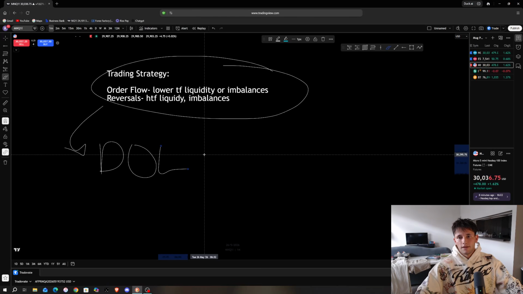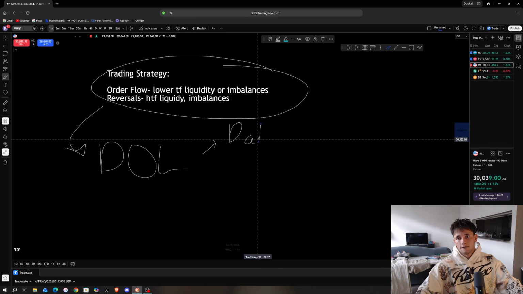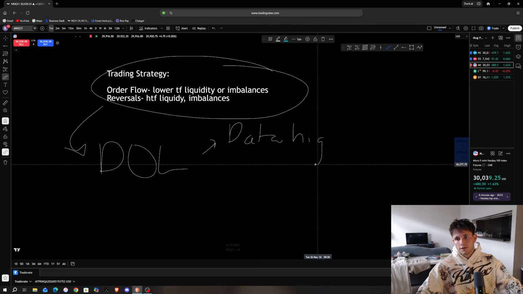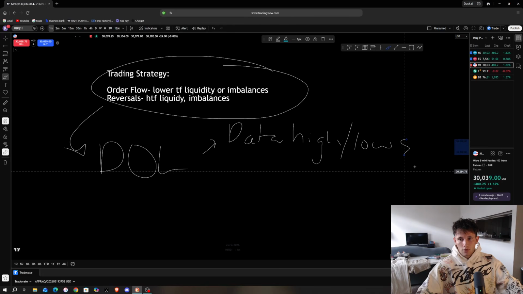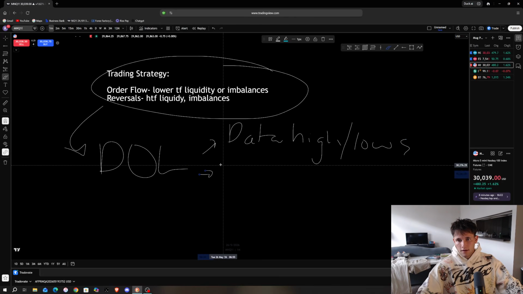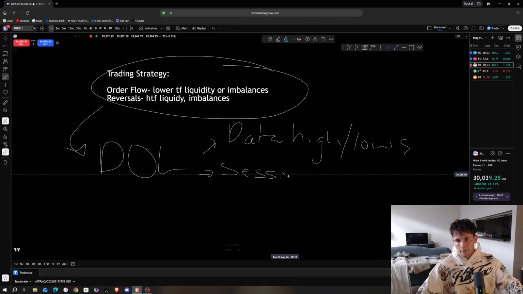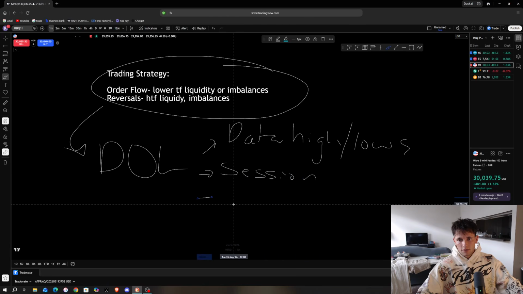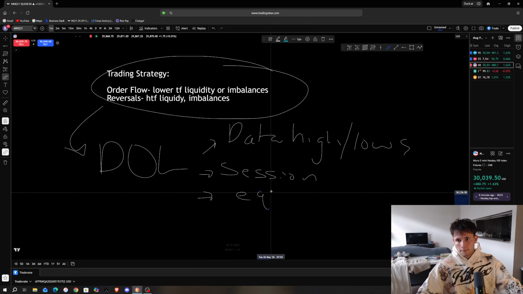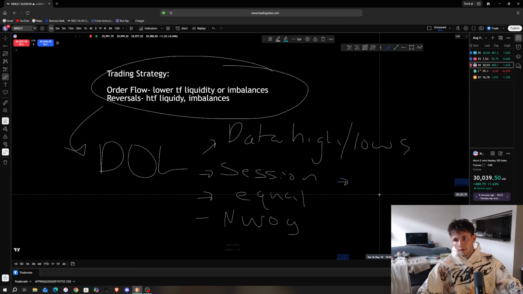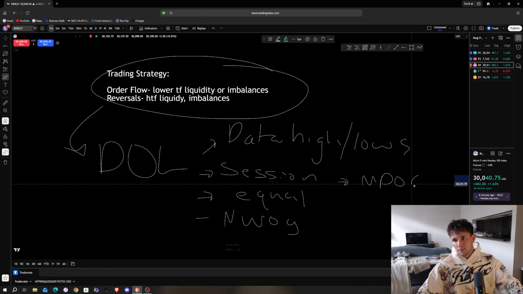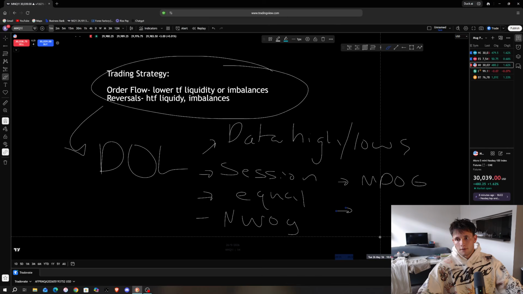So the only reason this works is because, as I've said before, draw on liquidity is the most important. You need to study daily highs or lows, session highs or lows, equal highs or lows, new week opening gap, new day opening gap, just higher time frames in general.